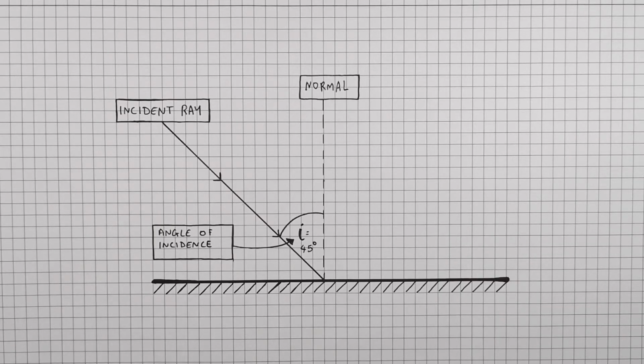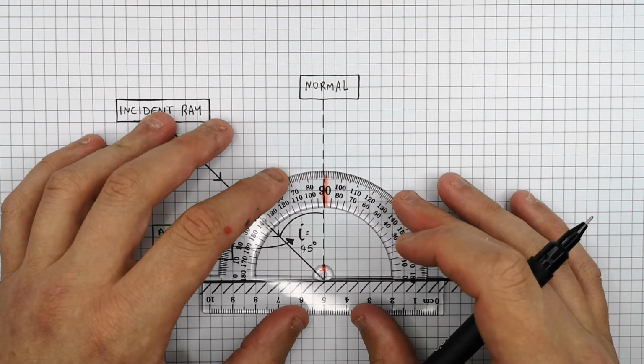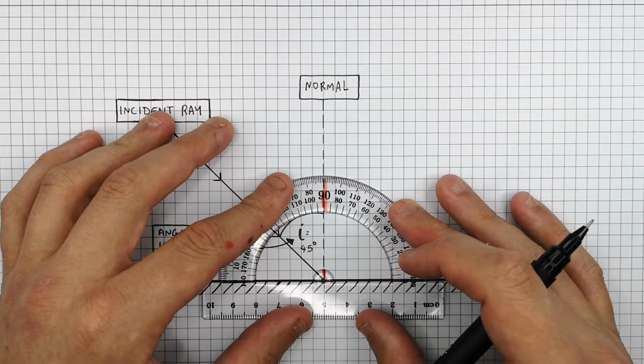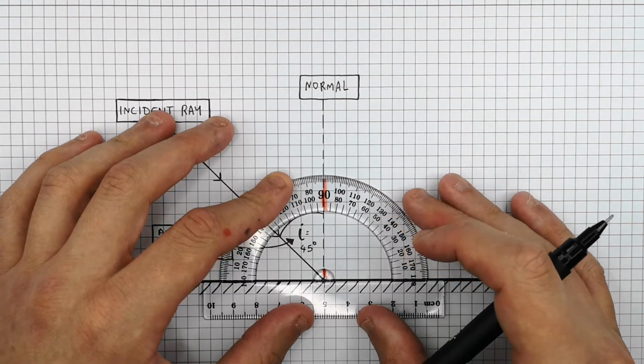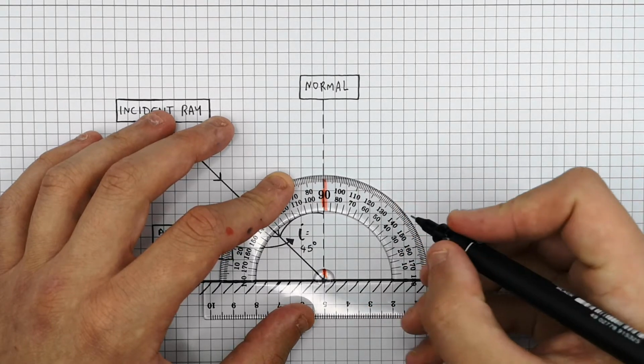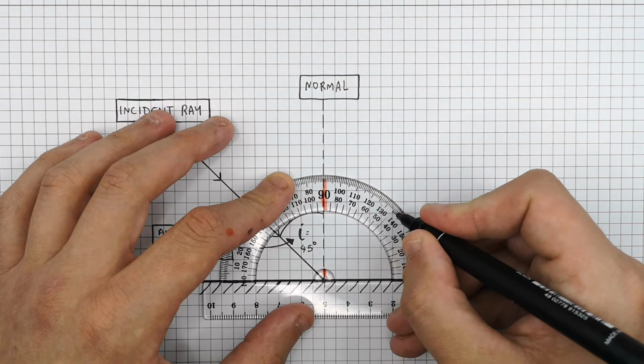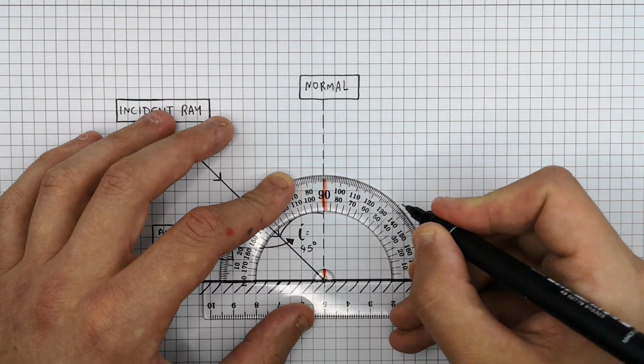Because it's a mirror, the light is going to reflect off the mirror. So the law of reflection states that the angle of incidence equals the angle of reflection. So if the angle of incidence is 45 degrees, the angle of reflection in this example will be 45 degrees.